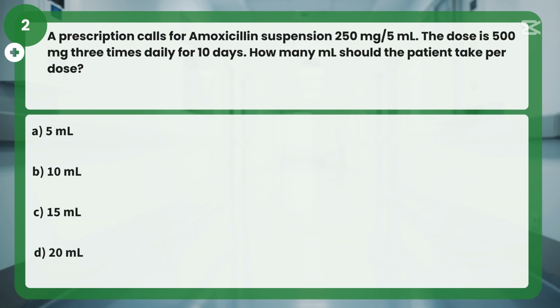Question 2. A prescription calls for amoxicillin suspension 250 mg per 5 ml. The dose is 500 mg 3 times daily for 10 days. How many ml should the patient take per dose? A. 5 ml. B. 10 ml. C. 15 ml. D. 20 ml.